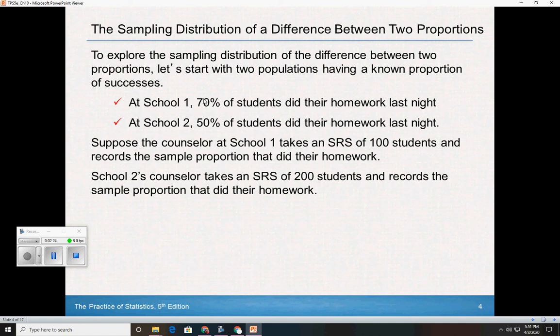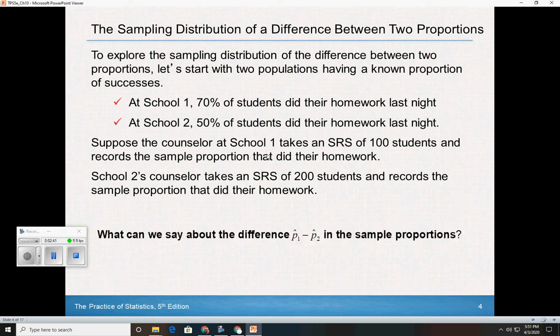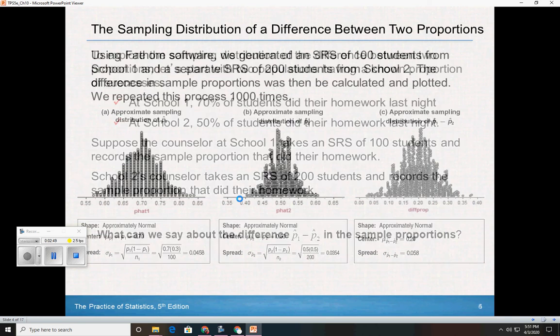Now we know the whole school did, 70% of them did their homework. So perhaps 70-ish of these students did. And likewise, half-ish, or around 100, of this counselor's sample will have done it, but not necessarily exactly. So what can we say about the difference in counselor 1's sample proportion and counselor 2's sample proportion?